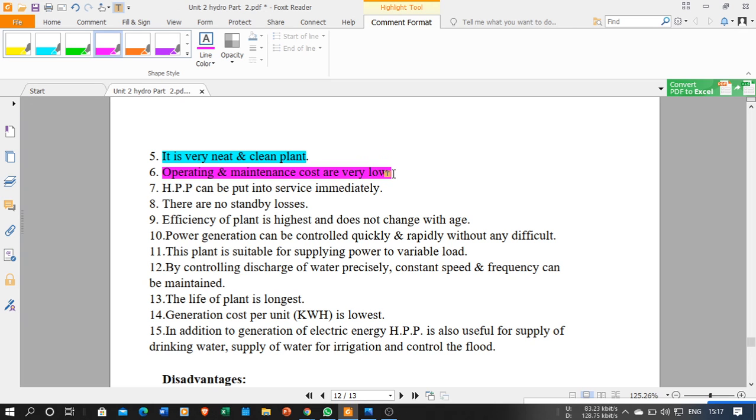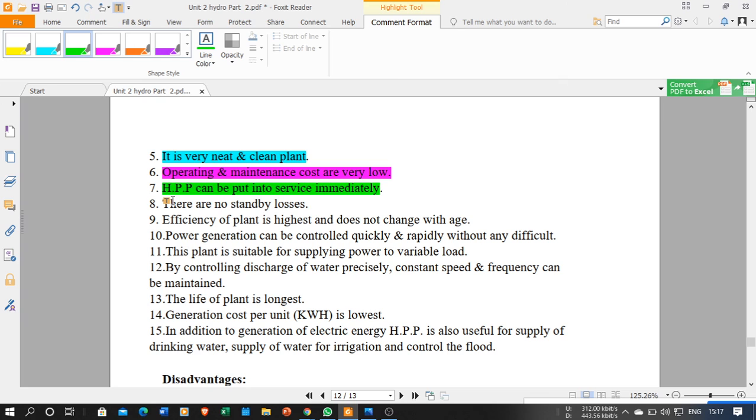Hydropower plants can be put into service immediately. This is very important. For starting a thermal power plant, I need a minimum of 12 hours to 48 hours for large capacity, but with a hydropower plant of the same capacity, I can put it into working within a few minutes only. There are no standby losses. In a hydroelectric power plant, there are no standby losses.